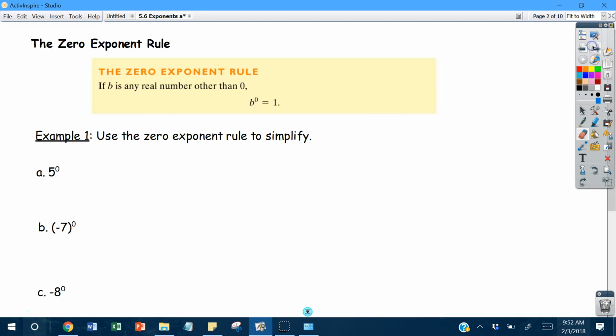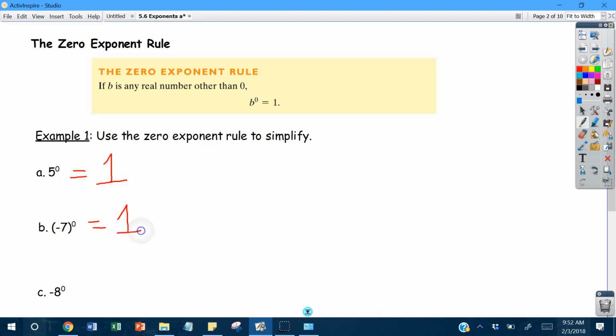Now there's a few other exponent rules on these next slides. The next one is the zero exponent rule. It says that if you raise some number to the 0th power, then that ends up being 1. So any number to the 0th power is 1. That means in these examples, 5 to the 0 is 1. Also, if you take -7 to the 0, you're taking this whole number, -7, and raising it to the 0 power.